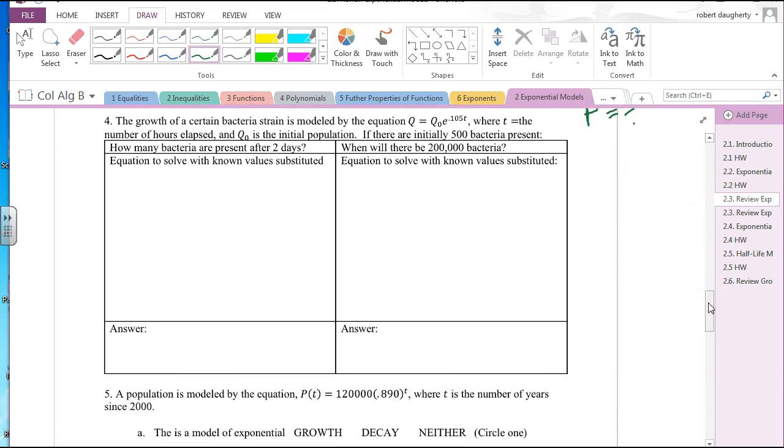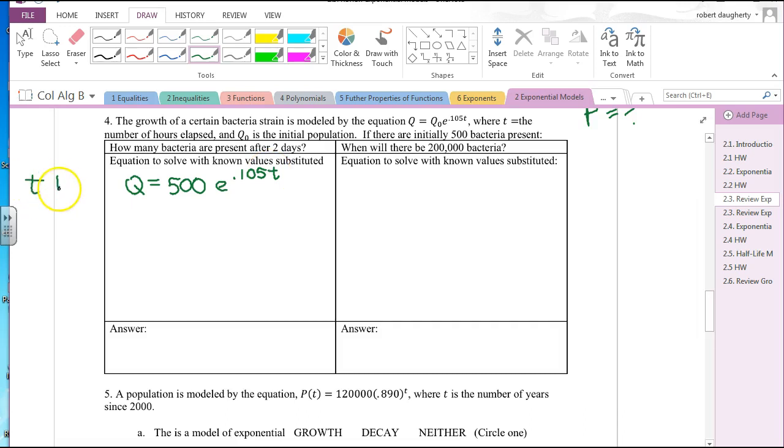Number 4, the growth of a certain bacteria strain is modeled by this equation. Q equals Q0, that's just a variable, like an A or an initial value, where T is the number of hours elapsed and Q0 is the initial population. If there are initially 500 bacteria present, then they're going to ask me a couple of questions. Okay, so if there are 500 initially available, that means Q is equal to 500 e to the 0.105T. Okay, how many bacteria are present after 2 days?